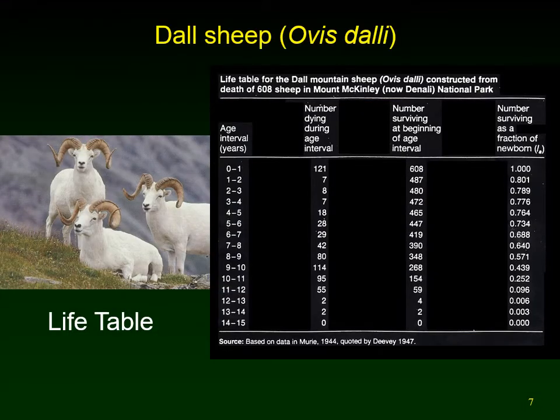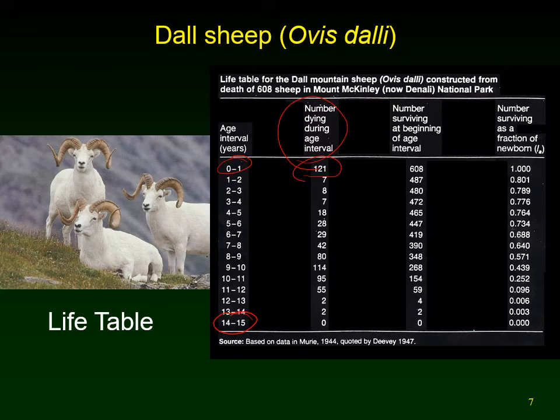This is the data they used to construct that figure on the previous slide. So this is the life table for the Dalmatian sheep from the Murray report. The first column is the age intervals. So we have skulls that were under the age of 1 and skulls going up to the ages of 14 to 15. The second column is how many skulls you had in each one of those age groups. So 121 skulls were from young sheep under the age of 1.